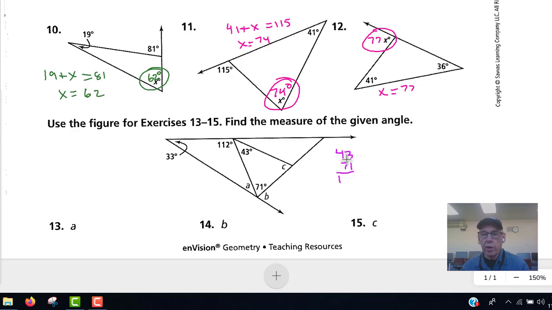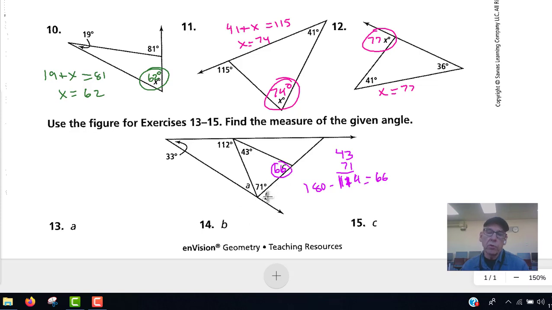We get 124 and 114. Gotta be careful with that. We get 114. And if we subtract 114 from 180, we get 66. So C is going to be 66 degrees.